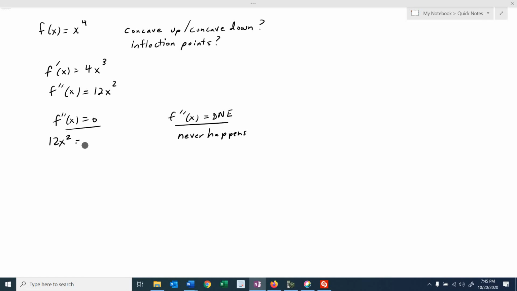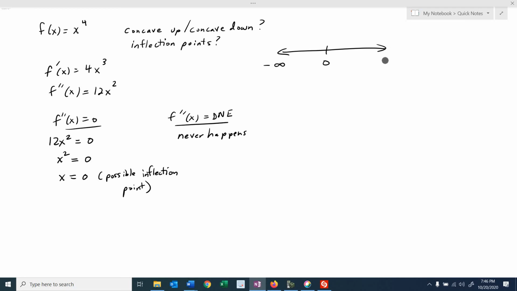But notice that you do get one in this case, because if you set that to 0 and solve for x, you end up getting 0. Just divide by 12 and then take the square root of both sides. Okay, so this is a possible inflection point. But again, we don't know if it is or not until we do the sign chart for the second derivative. Okay, and so we're going to break it up into two intervals from negative infinity to 0 and then 0 to infinity. And we're going to test each of those intervals to see whether it's concave up or down.